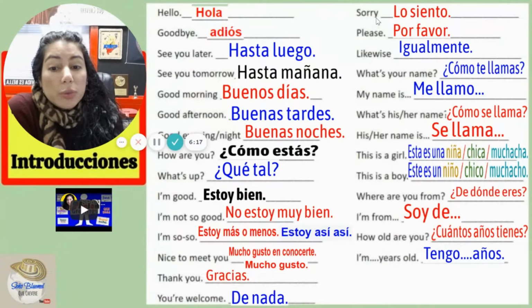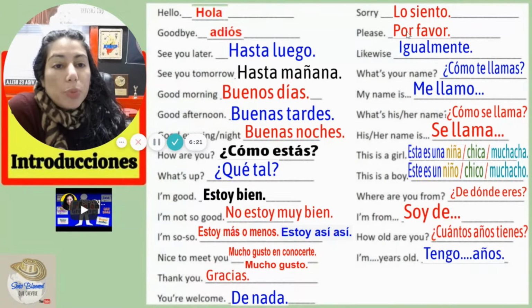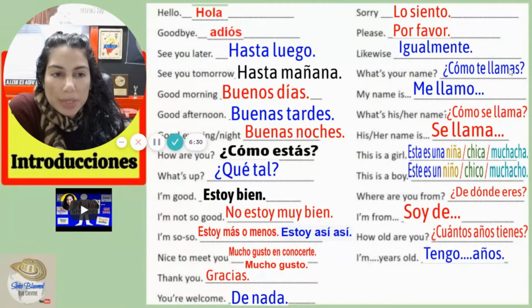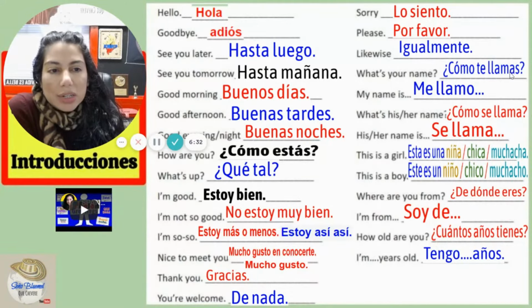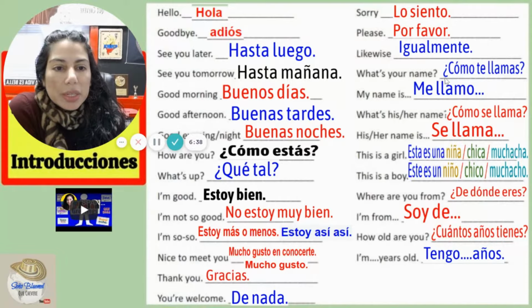Then we have sorry, which is lo siento. Please, por favor, 2 words, por favor. Likewise, igualmente. What's your name? ¿Cómo te llamas? Again, that S at the end here. ¿Cómo te llamas? And that te is indicating the tú. I'm addressing the person using the tú informal.